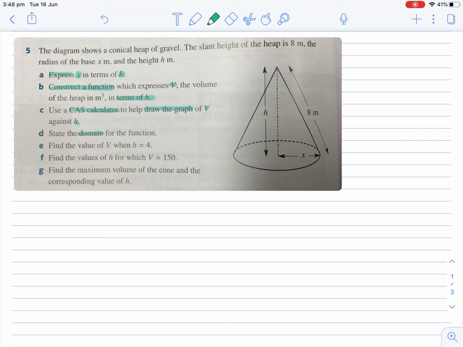We have to state the domain. So we'll talk a little bit more about the domain as we go through that part of the question. We haven't done a lot on domain yet, but a little bit. Find the value of V when H equals 4, so we're substituting. Find the values of H when V equals 150, so we're substituting and solving. And then we need to find the maximum volume. So if we look at the graph, we can find the highest point.